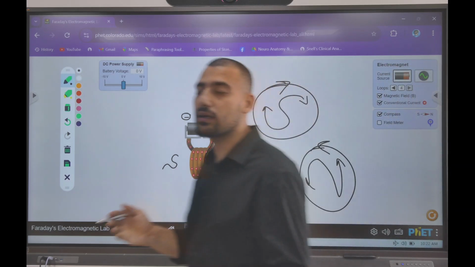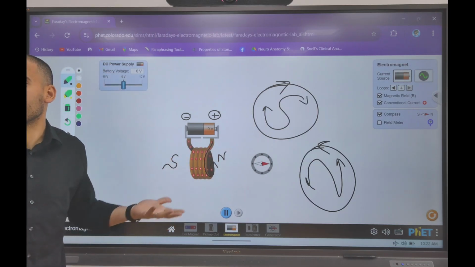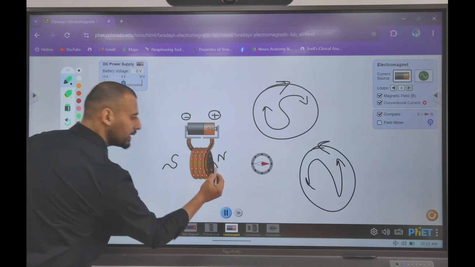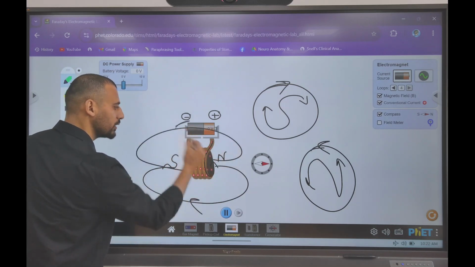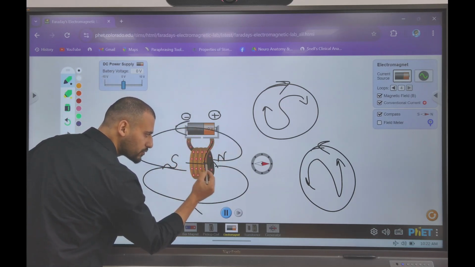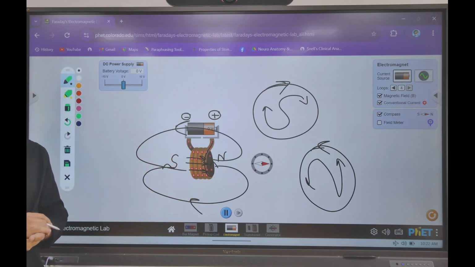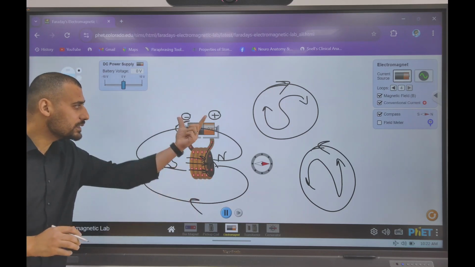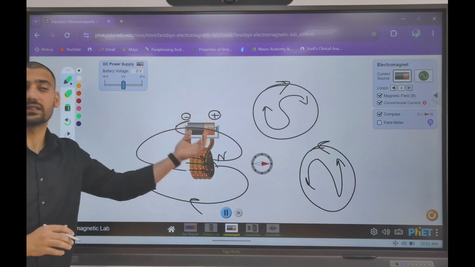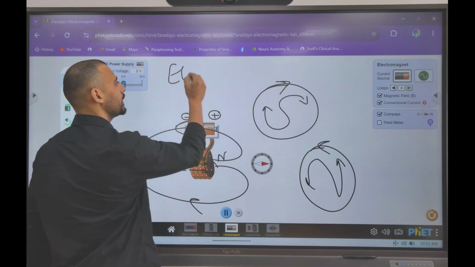Therefore, you remember when the coil generates north and south, it will generate its own magnetic field. The magnetic field will be something like this, from north to south, and inside, it will be from south to north, isn't it? Yes or no? So we have a magnet, but this magnet has been generated with the help of current. Therefore, we call this an electromagnet.